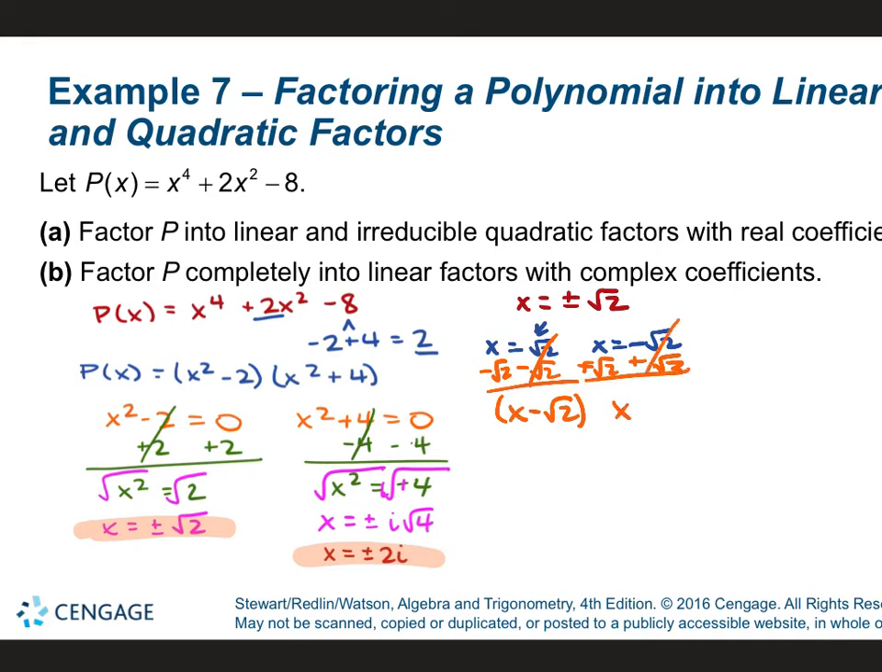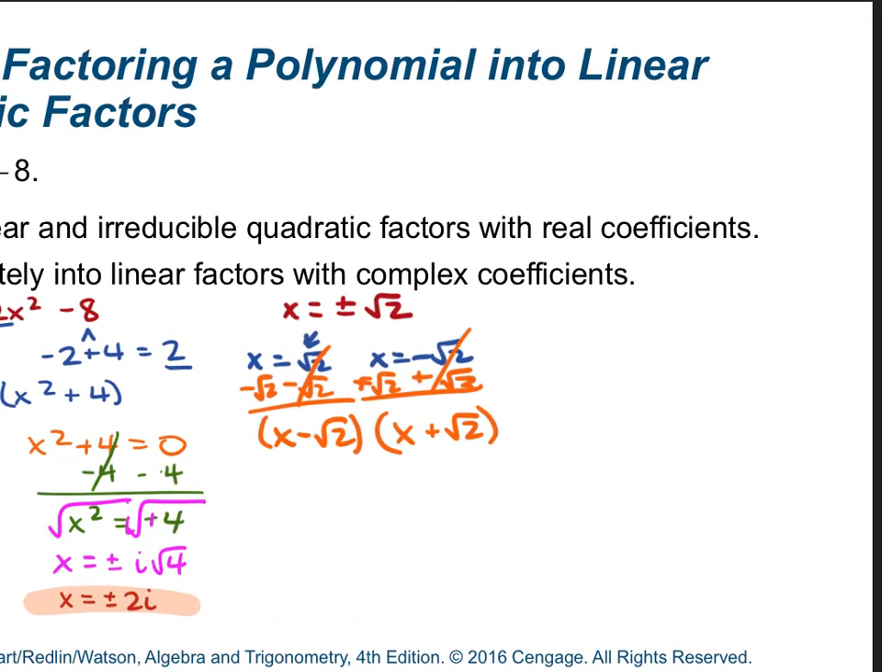And we get x plus the square root of 2. So we have x minus the square root of 2, x plus the square root of 2. If we do the same thing with that plus or minus 2i, we have x is equal to plus or minus 2i. So this is going to give us x is equal to 2i, and x is equal to negative 2i.